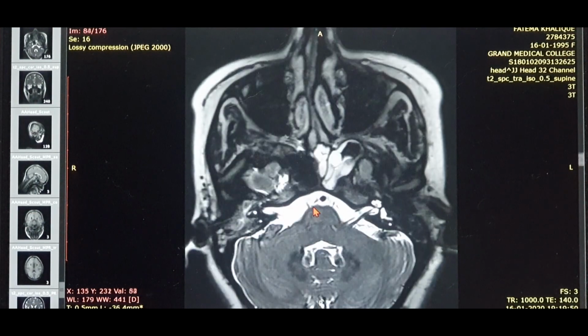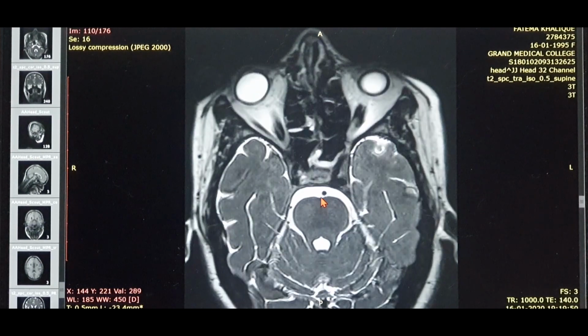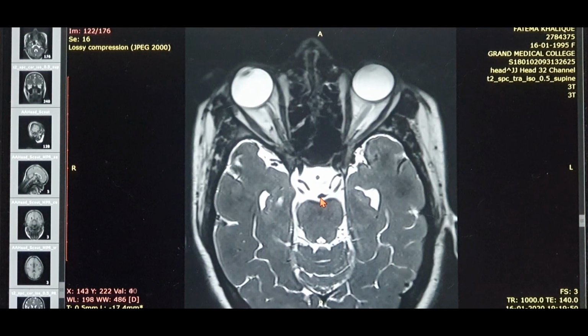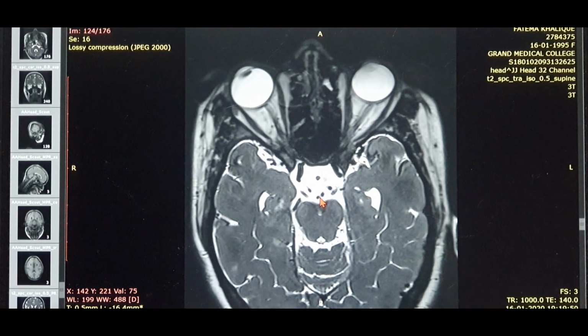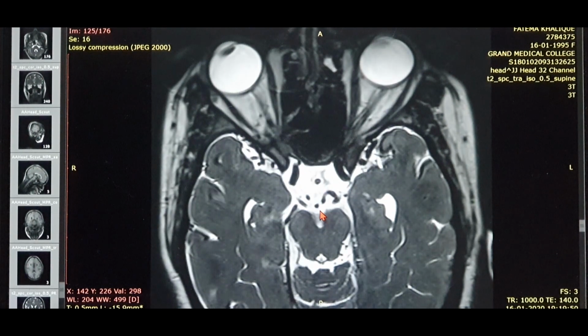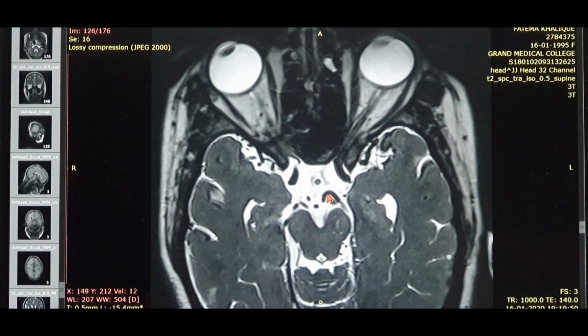Okay, so we keep on going above. After the superior cerebellar artery, we can see this basilar artery. See that? Dividing into two. This basilar artery got divided into two holes now, so two flow voids. That is nothing but the termination of the basilar artery into the posterior cerebral artery. If you keep on going above further, now you can start seeing the posterior communicating artery.